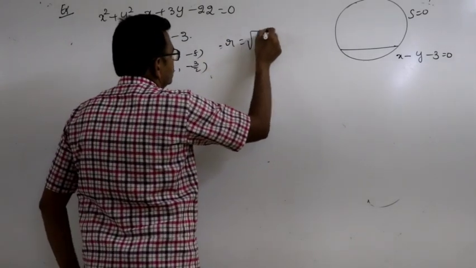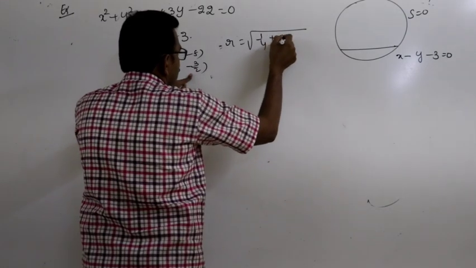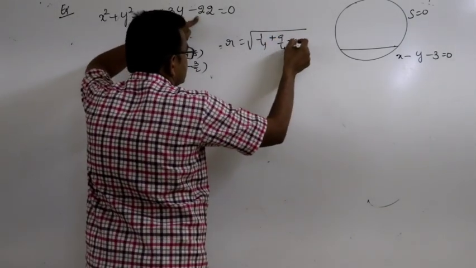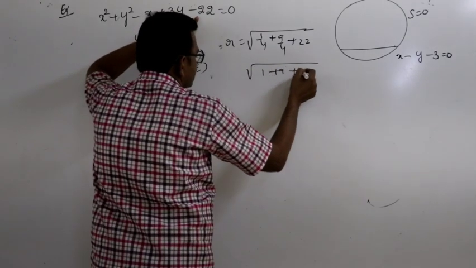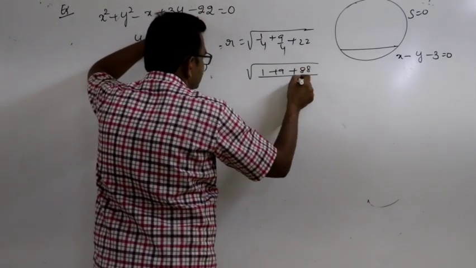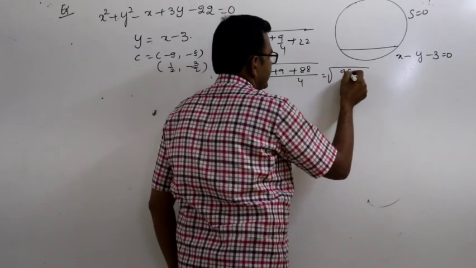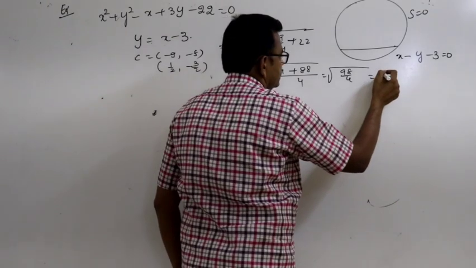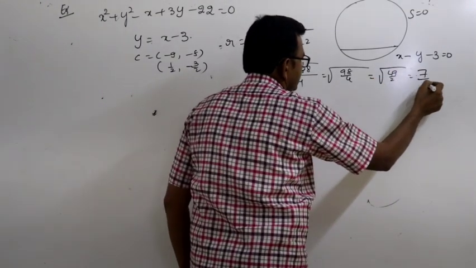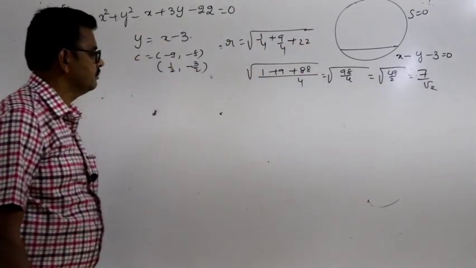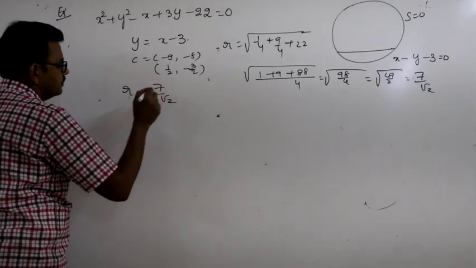Radius is root of g square 1 by 4 plus f square 9 by 4 minus of minus 22. This is root of 1 plus 9 plus 88 by 4. This is root of 98 by 4. This is root of 49 by 2. That is 7 by root 2. Radius is equal to 7 by root 2.